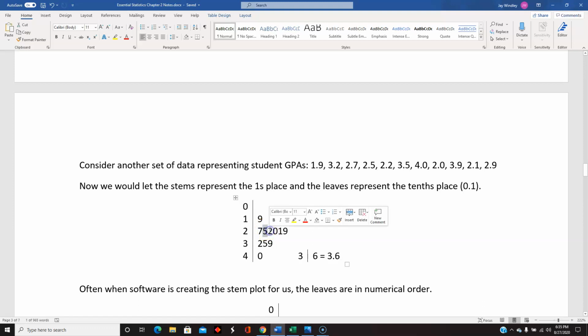So this 5 right here represents that one of these students has a grade point average of 2.5. And this 5 right here represents that one of these students has a grade point average of 3.5. And again, you see the legend down here is telling us that when we have 3 on this side of the vertical bar and 6 on this side of the vertical bar, that represents the number 3.6.